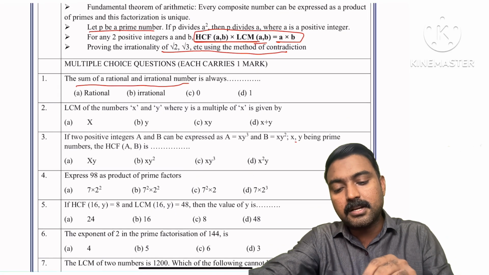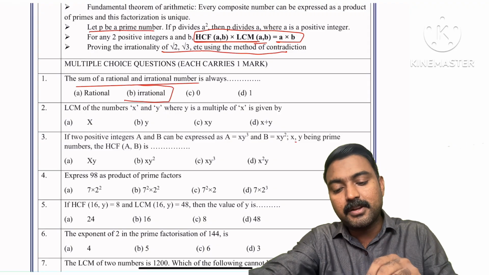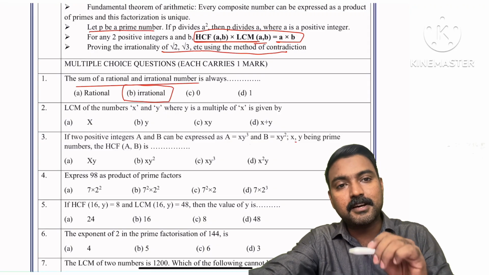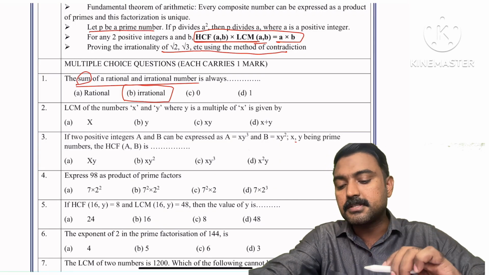The sum of a rational number and an irrational number is always irrational. Whenever we add any irrational number to a rational, that will become irrational. So sum means addition. So this is the answer.